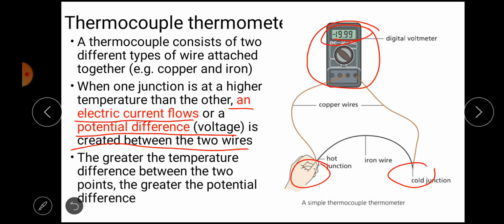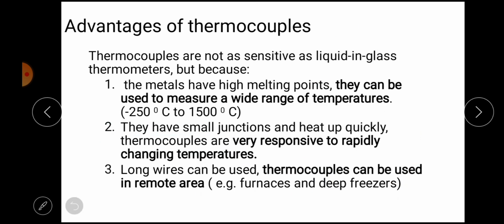So this reading tells us that now there's some electric current that is starting to flow. The greater the temperature difference between the two points, the greater the potential difference. So if this one is very hot and this one is very cold, the difference is great between the two. Therefore, the potential difference shown by the voltmeter is going to be great again.